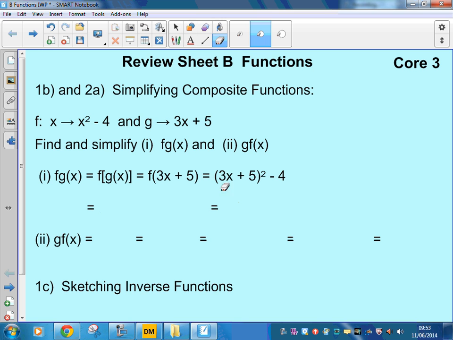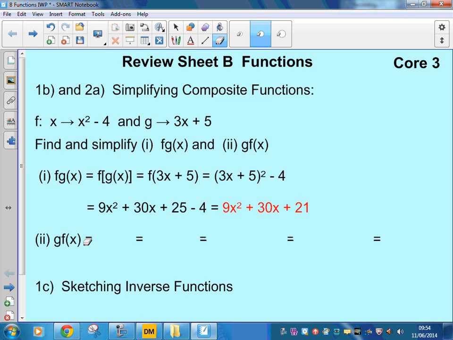Next stage is to expand the 3x plus 5 all squared, so you're going to square the 3x to get 9x squared. You're going to do 2 lots of the 5 times the 3x, 30x, and 5 squared. Then we've also got the minus 4, so the final answer is 9x squared plus 30x plus 21.